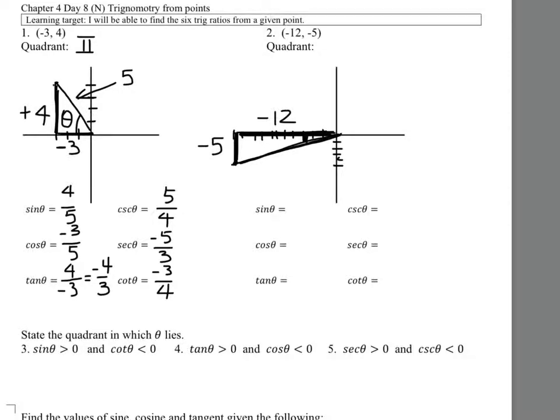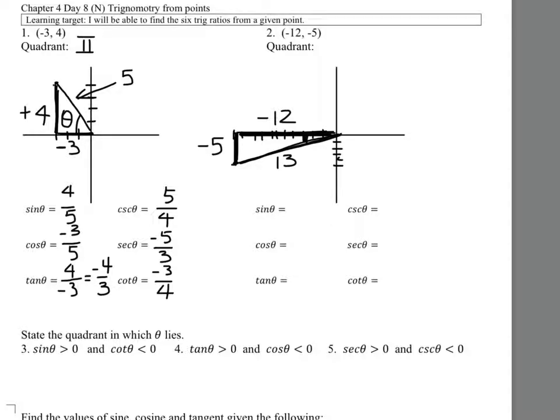What's going to be the hypotenuse? Do you remember the Pythagorean triples? 5, 12, what's going to be the hypotenuse? It's going to be 13. And you can definitely check it yourself: 12 squared plus 5 squared equals 169. The square root of 169 is 13.